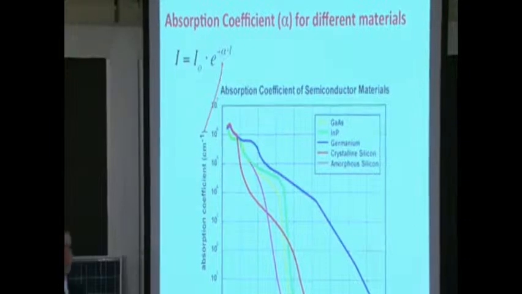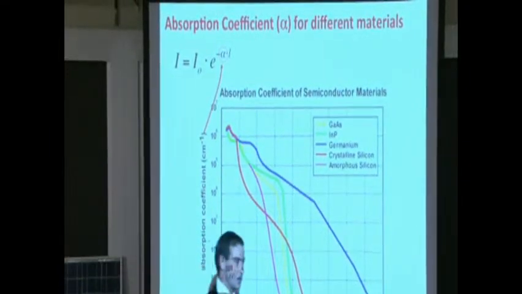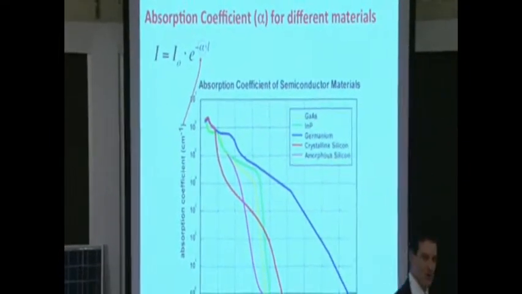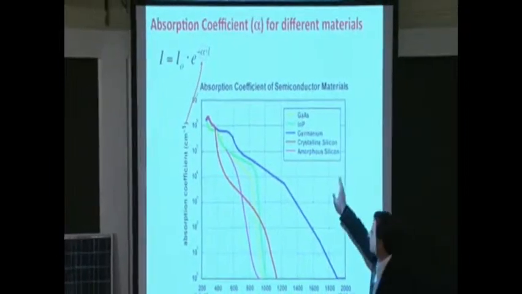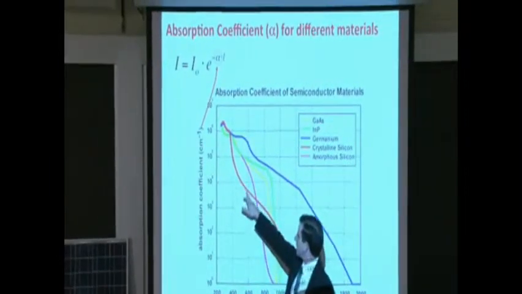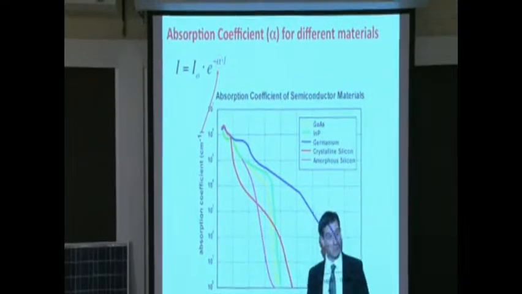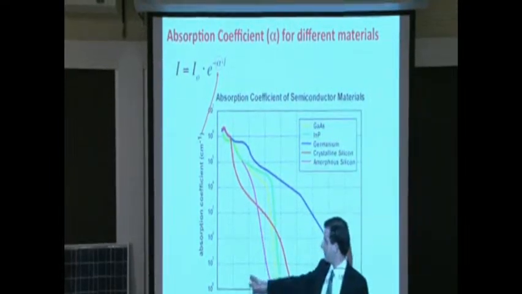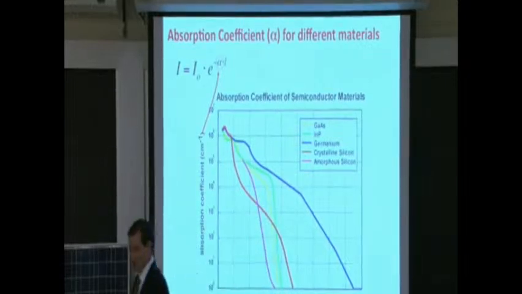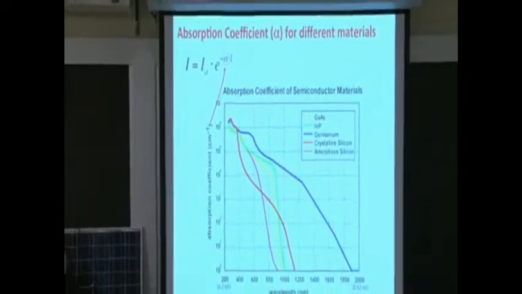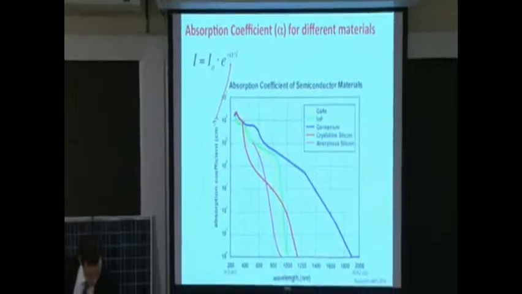What I want you to do is turn to your neighbor, and once again, with your neighbor, calculate what thickness of gallium arsenide, the yellow curve, and what thickness of silicon, the red curve, is necessary to absorb 90% of the incoming light at 550 nanometers. You should go for it. I'll give you, say, a couple minutes.